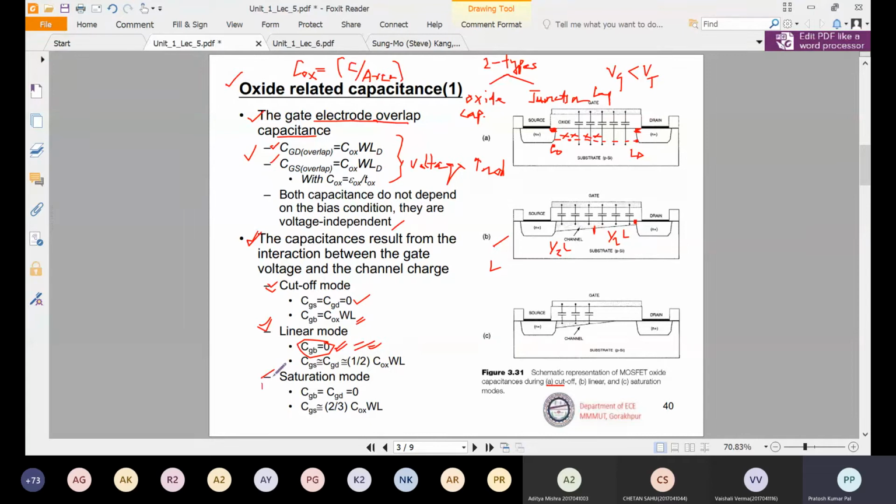Similarly, in case of saturation, what happens in saturation? After the pinch off point, if VDS is further increased, the channel will be more depleted on the drain side.